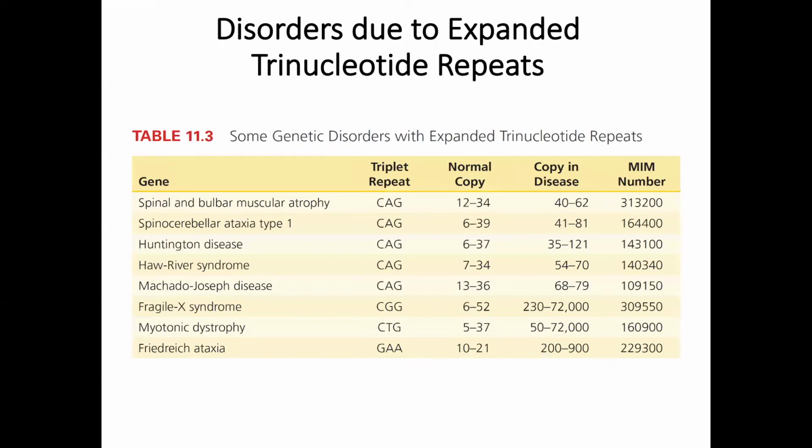Fragile X syndrome is not the only disease with expanded trinucleotide repeats. This table lists some other genetic disorders with the same molecular alteration. And I believe some of them will be reported in your presentation.